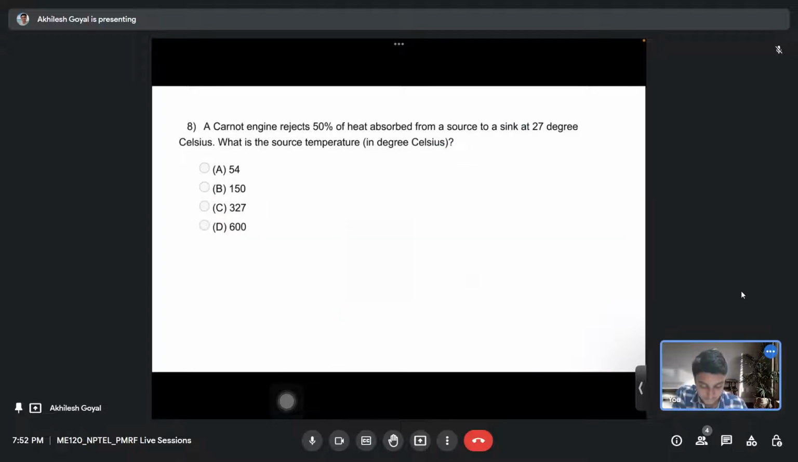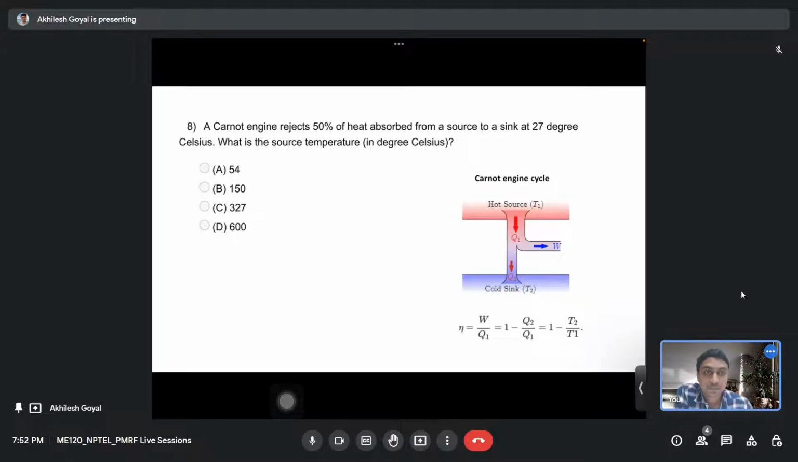Okay, let's move to the next question. So the next question is a small numerical. A Carnot engine rejects 50% of the heat absorbed from a source to a sink at 27 degrees Celsius. What is the source temperature? So first we see how a Carnot engine looks in a schematic diagram.